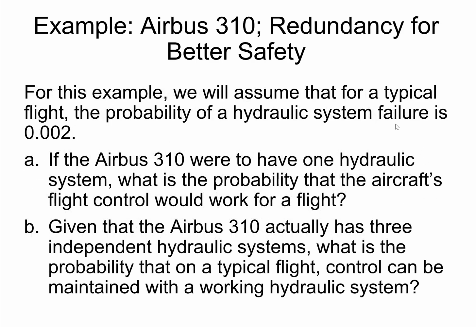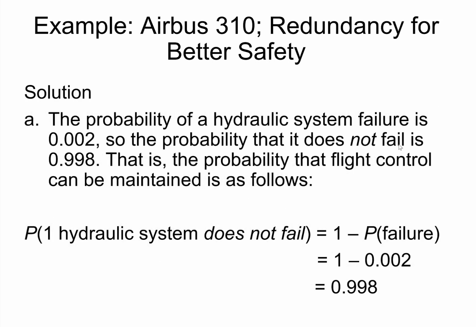So let's assume the probability of a failure of a hydraulic system is 0.002. So if the Airbus 310 only had one hydraulic system, what's the probability that the flight control would work for a flight? And then given that it actually has 3 independent systems, what's the probability on a typical flight that control still can be maintained with a working hydraulic system? So for a single system, we're going to have one hydraulic system. The probability of that system failing is 0.002. So the probability that it doesn't fail is going to be 1 minus 0.002 or 0.998.